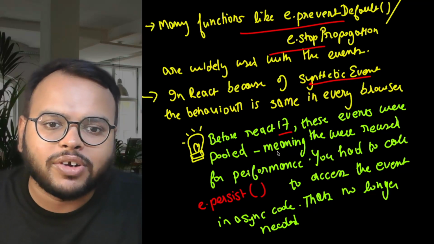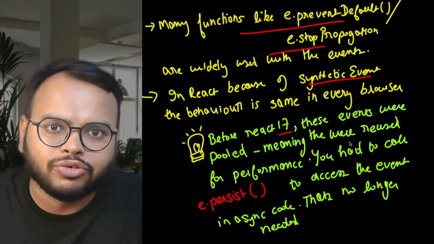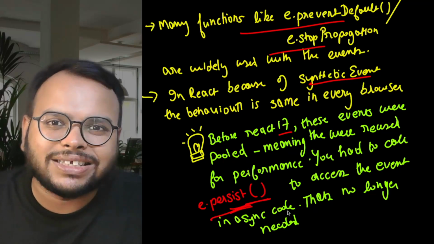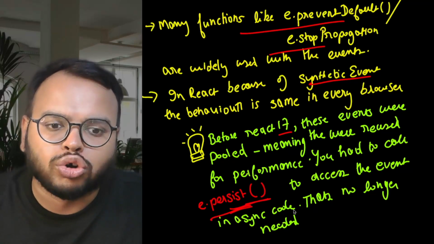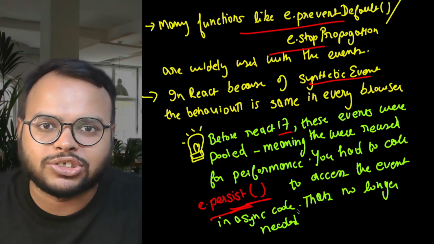Fun fact, before React 17, these events were pooled, meaning they were reused for performance. You had to call e.persist to access the event in async code. This is no longer needed in the latest versions of React after 17. So this was about synthetic events and how they are handled in React and how they are different from the vanilla JavaScript events that you have used.